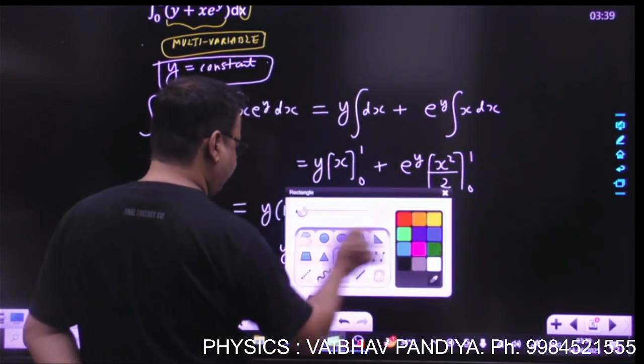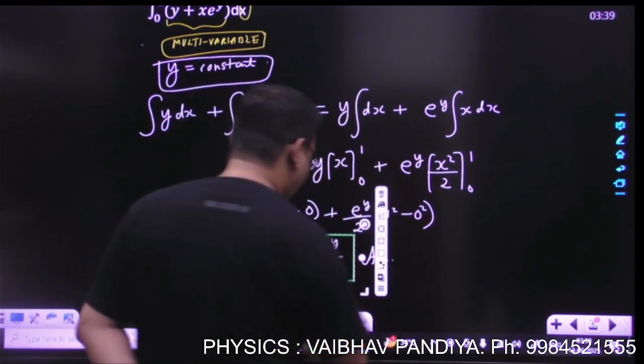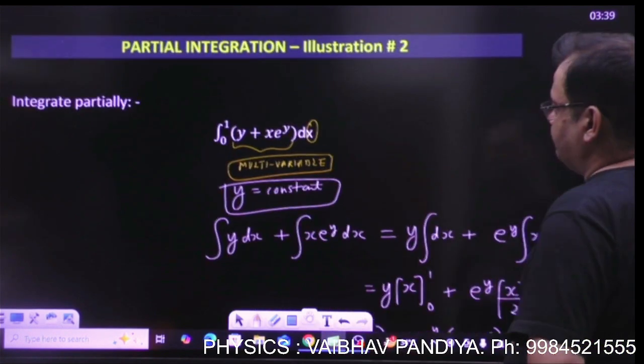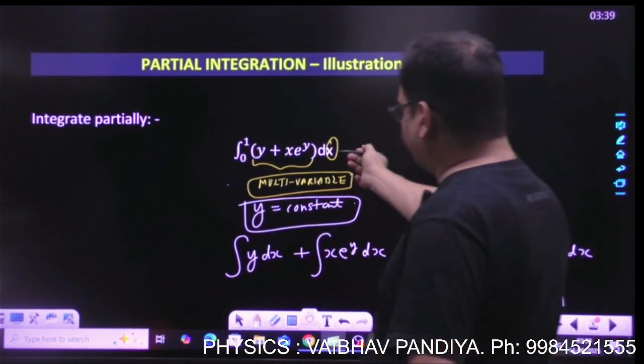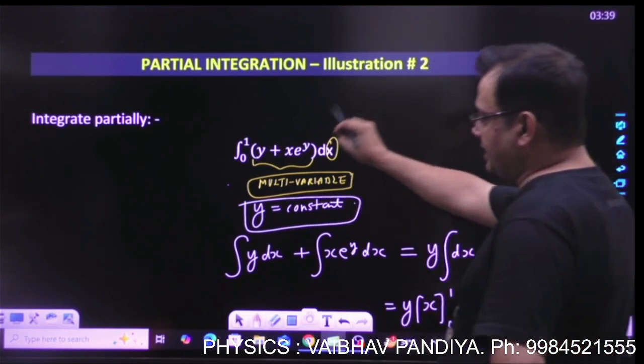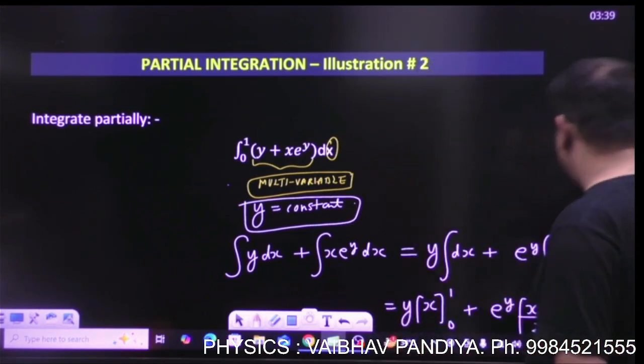So I guess you must be very clear by now how we will integrate partially. It's simply straightforward. You simply have to identify the variable of integration. You will assume that variable as the variable in the integrand, and all other variables as constants.